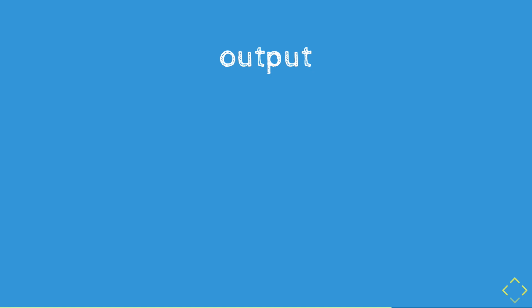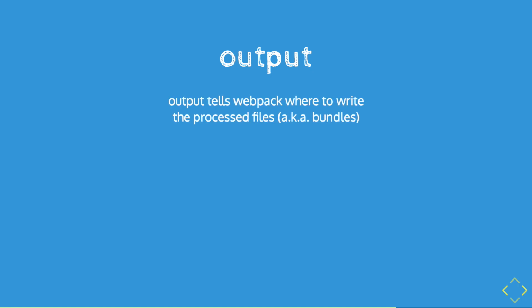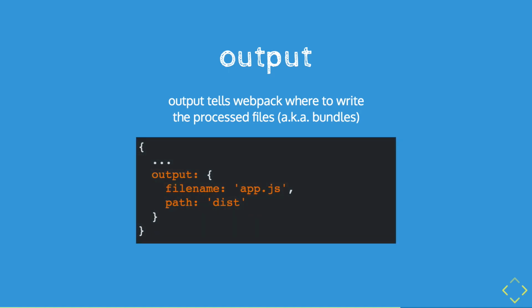Yeah, pretty much. So just tell it where to write the output, where to write the bundles. So the config looks like that. You have an output property, you give it a file name and a path.